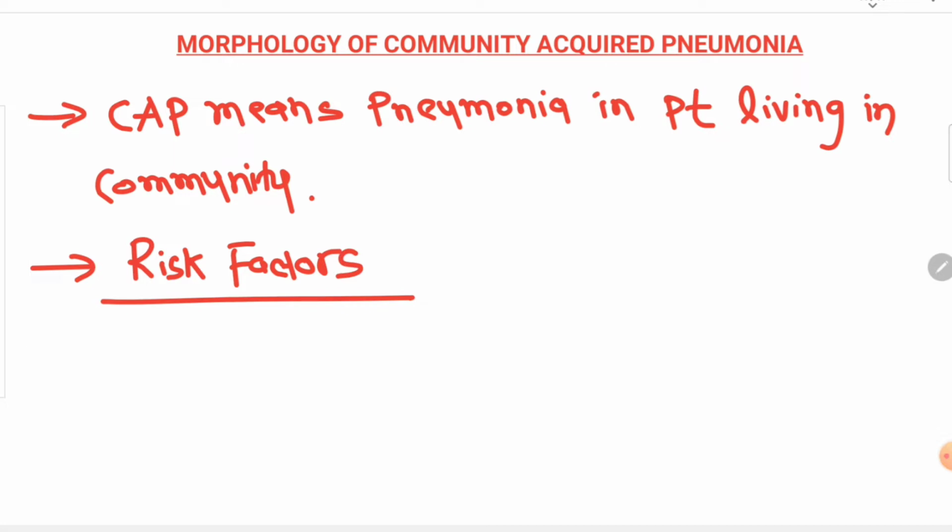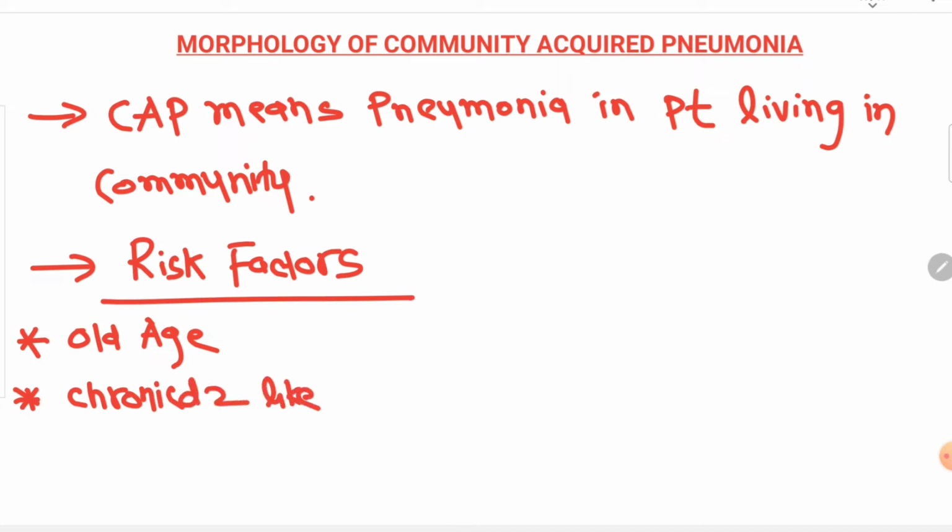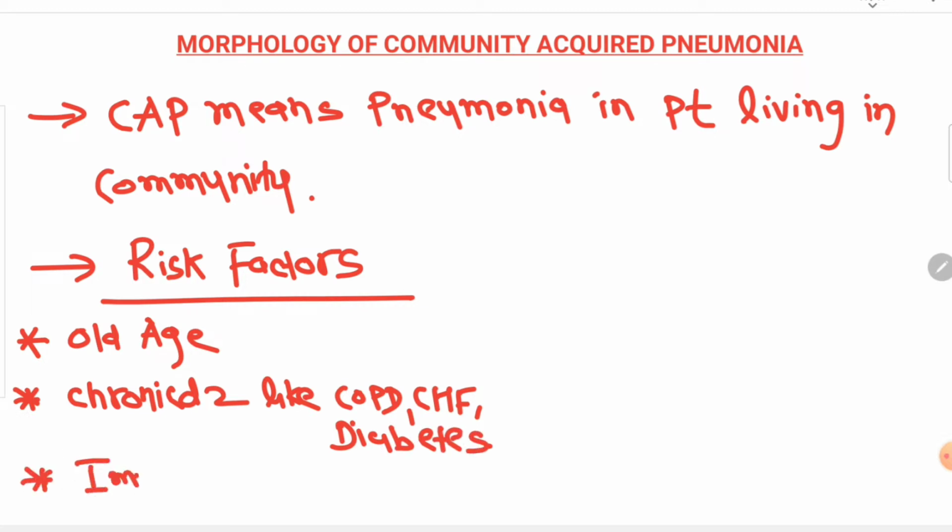Risk factors we have already discussed in our previous video, but still, some of the important risk factors for community acquired pneumonia are old age, then chronic diseases like chronic obstructive pulmonary disease, congestive heart failure and diabetes, then immunodeficiency, also one of the risk factors for development of community acquired pneumonia.